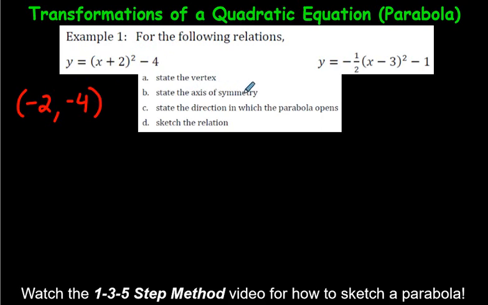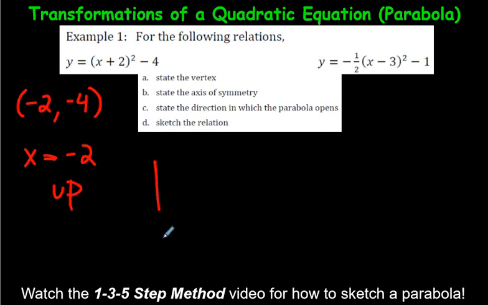State the axis of symmetry. Okay, so for B, the axis of symmetry, remember what I said, it's just the very first x value right here, -2. State the direction in which the parabola opens. This parabola has a positive, there's actually nothing here, which means it's positive. So right after the equal sign, if there had been a negative here, kind of like this one, it would have been opening down, but because it's positive, it opens up. So the direction of opening is up.